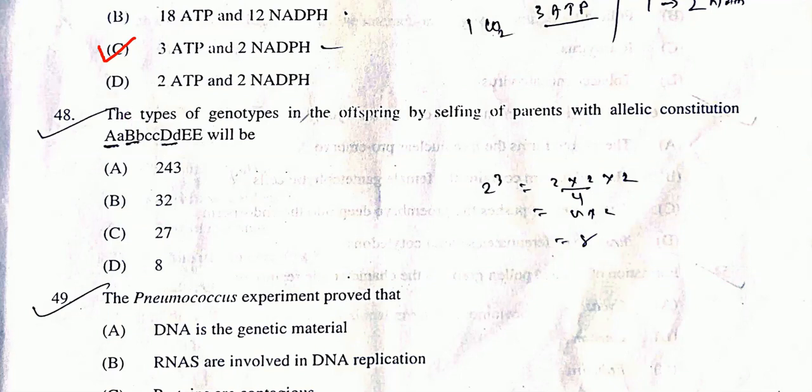The type of genotypes in the offspring by selfing of parents with allelic constitution Aa, Bb, cc, Dd, EE, TT. First we need to calculate the number of genotypes. The formula is 3 to the power n, where n is the number of heterozygous gene pairs. How many heterozygous pairs are there? Here one, here one, and here one, so there will be 3 heterozygous pairs. So 3 to the power 3 is 27. Option C will be the correct one.